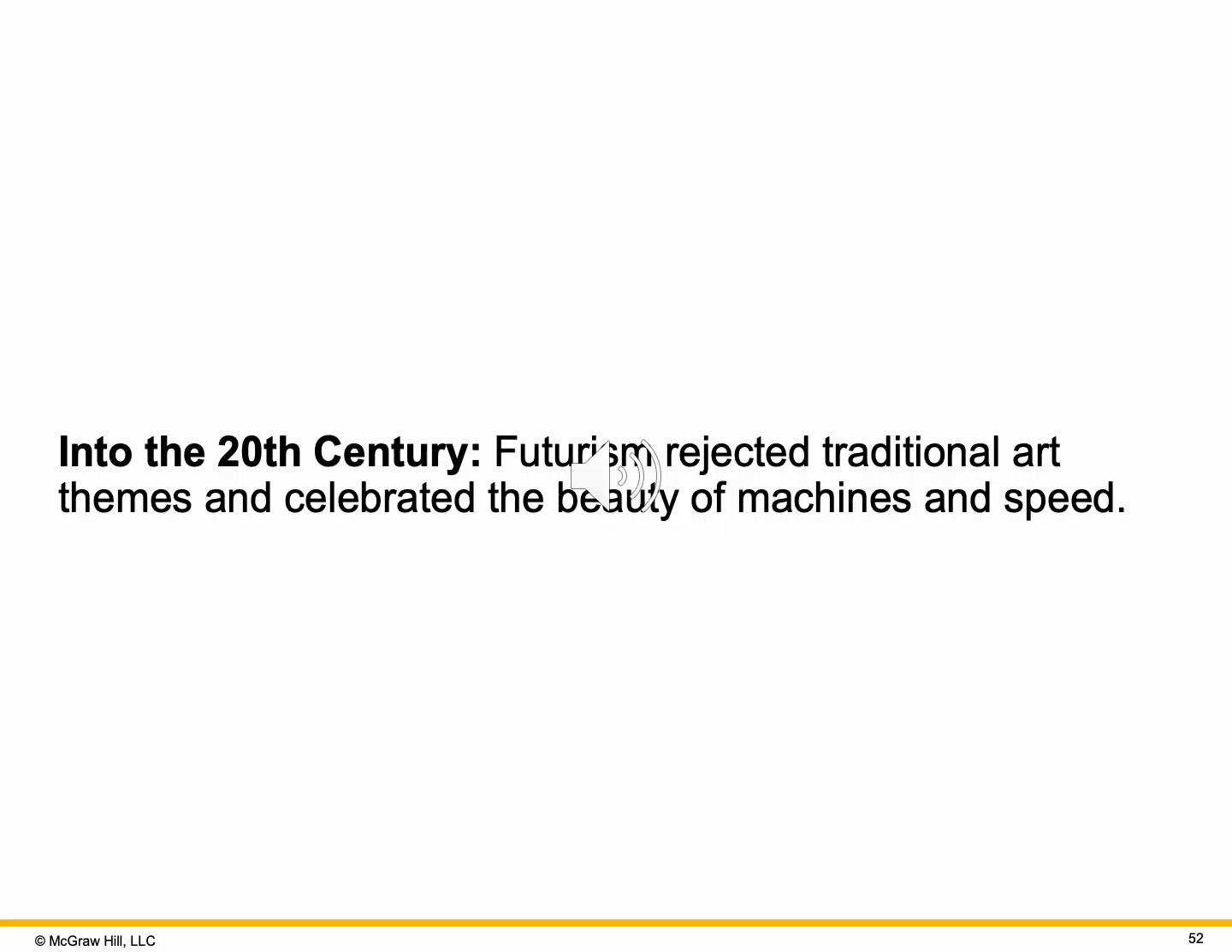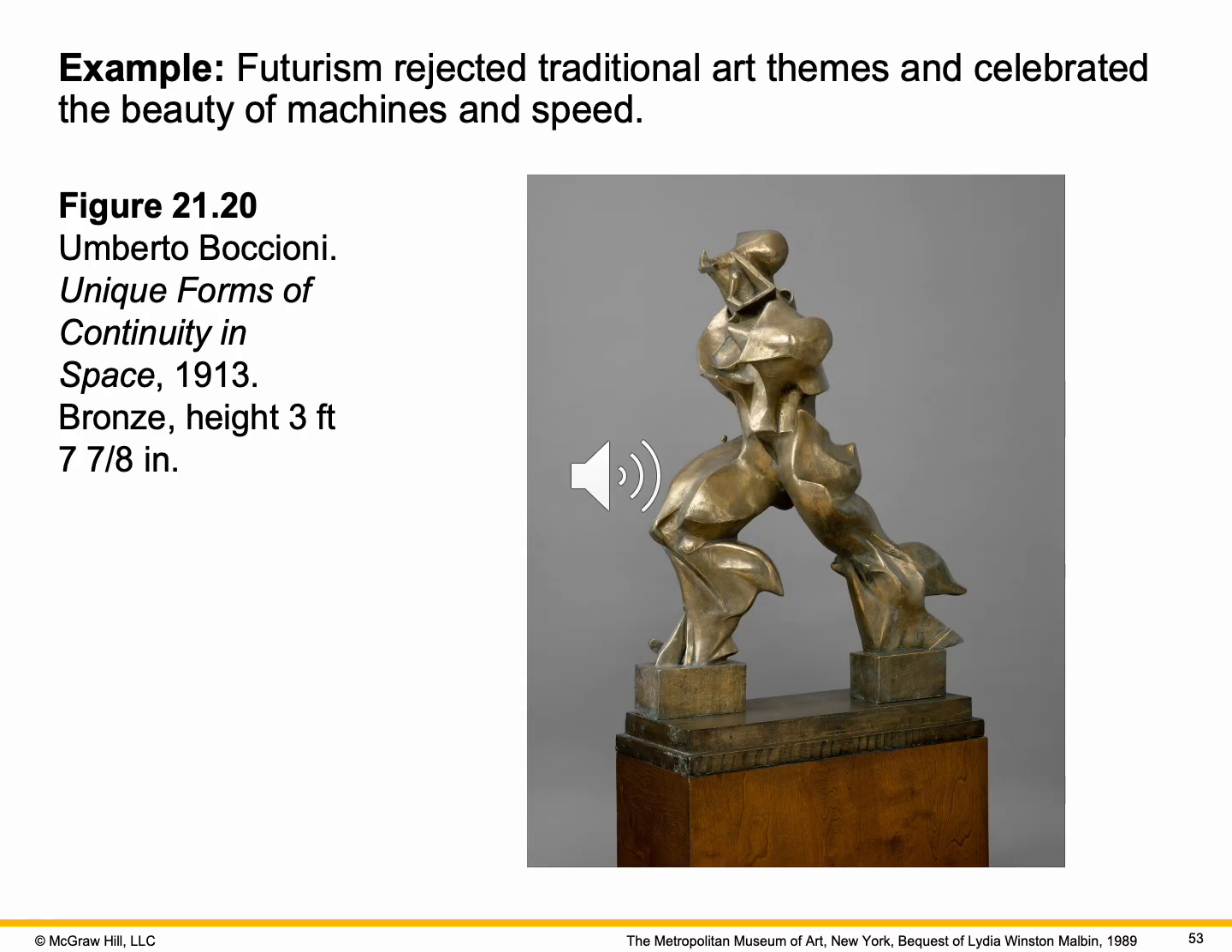Into the 20th century, Futurism rejected traditional art themes and celebrated the beauty of machines and speed. Boccioni creates the illusion of a figure's interaction with its surroundings by distorting the body, much as our view of a car or a train is distorted as it speeds by. Wind seems to pull at the figure, light seems to reflect off of it, energy seems to emerge from it. It's not difficult to imagine this body to be a machine in motion. For Boccioni and for the Futurists, this machine was more beautiful than any work from the history of art.